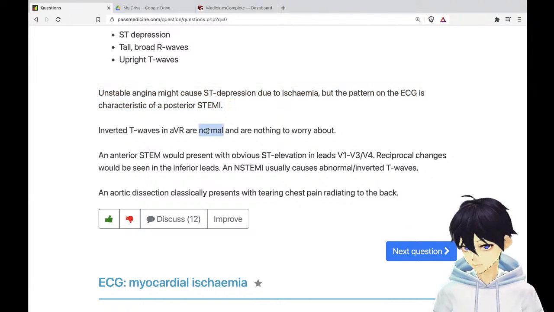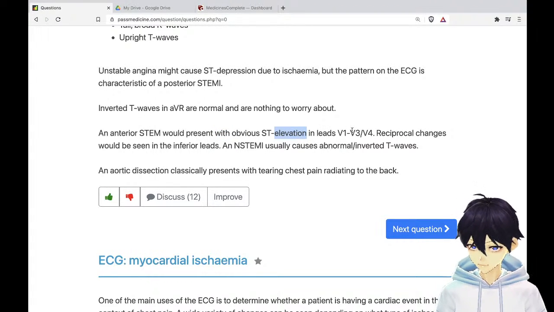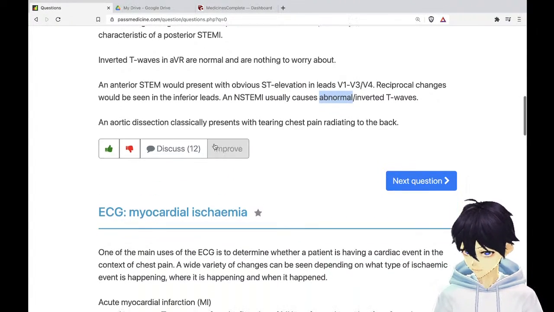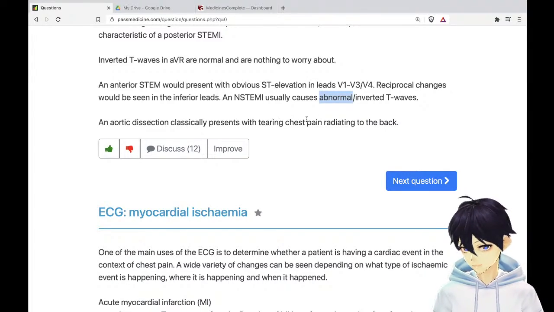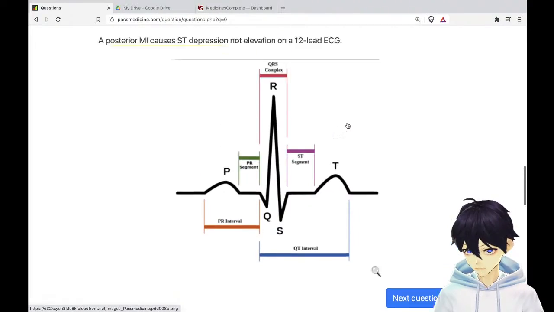Inverted T waves in AVR are normal and are nothing to worry about. An anterior STEMI would present with obvious ST elevation in leads V1 to V3 or V4. Reciprocal changes would be seen in the inferior leads. And STEMI usually causes abnormal inverted T waves. An aortic dissection classically presents with tearing chest pain radiating to the right.